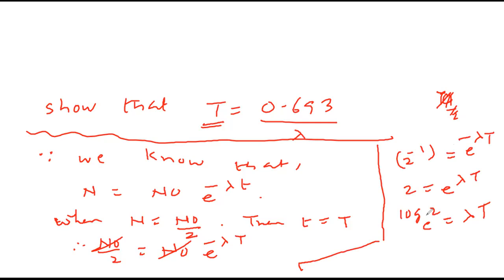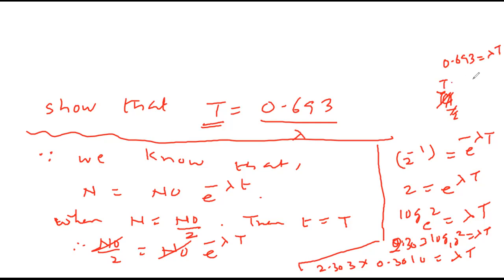Now log 2 with base 10, if you want to make, we multiply with 2.303 to convert base e to 10. So 2.303 into log 2, which is 0.3010, equals lambda into t. When you multiply these two, you will get 0.693 equals lambda into t. So t equals 0.693 upon lambda. Hence proved.